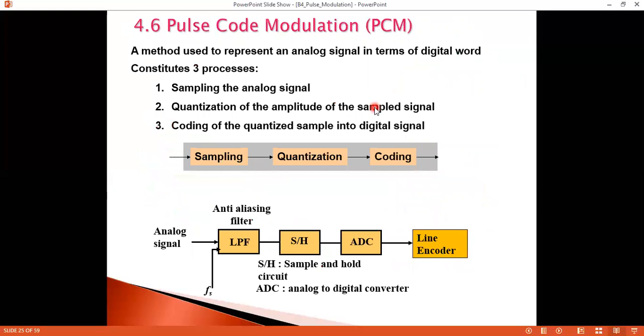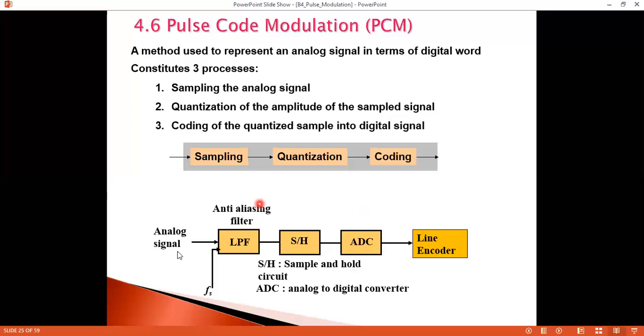So PCM basically is to represent our analog signal that we sampled, and the sampled analog signal will then be represented in terms of a digital word, in terms of a bit series. So it constitutes three processes: sampling, quantization, and finally coding. At the end of this coding process, we'll get the bit series, the series of 1s and 0s. A more complete block diagram is represented below.